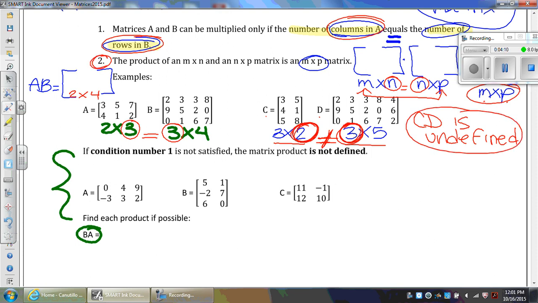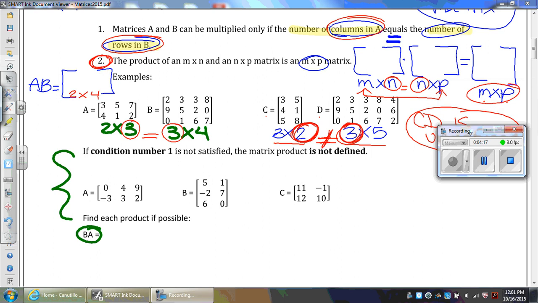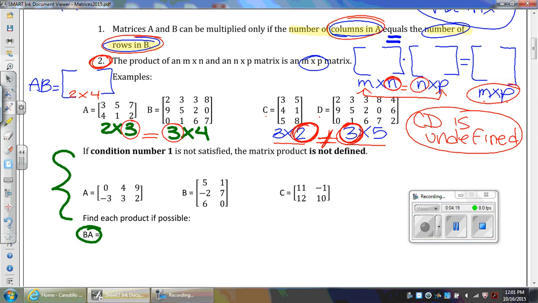Now, number 2 here talks about what are the dimensions of the resultant matrix. And so it says here that provided that the number of columns here and the number of rows here equal each other, the product is going to be an M by P matrix. And for that, we take the numbers on the outside. So to find what the dimensions of the product A times B will be, we consider the numbers on the outside, and that's what I have written here, 2 by 4.